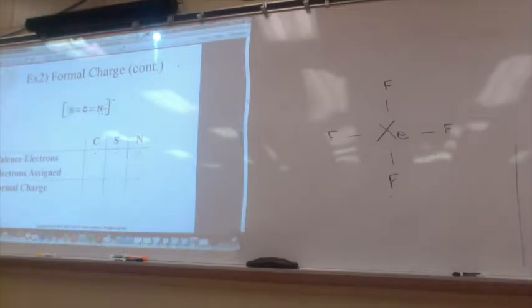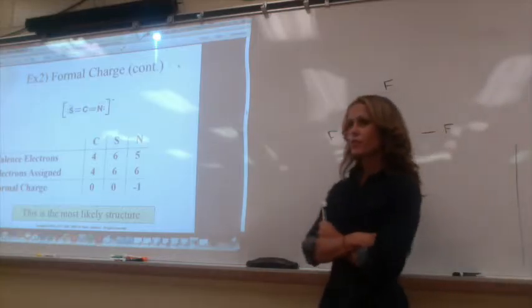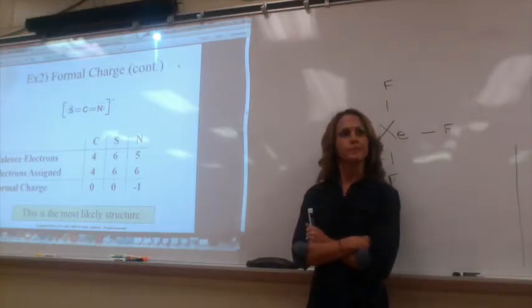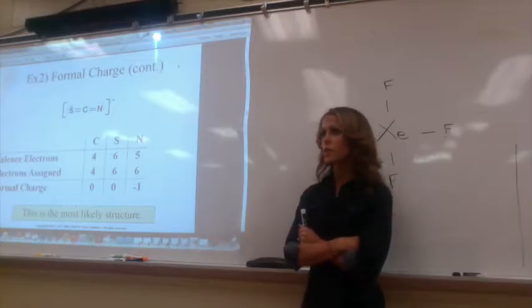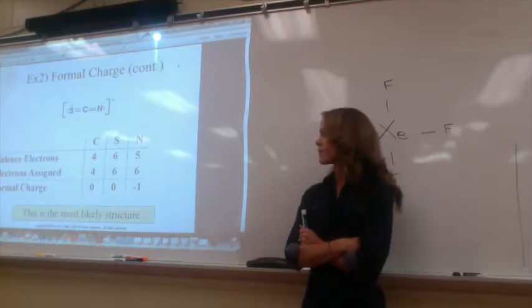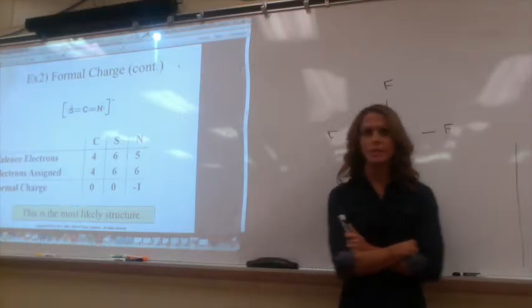Go ahead and do that one quickly. When you're done, look up here. That one's most likely. So you end up with 0, 0, and a -1. You want a -1. It's on the most electronegative element. That structure is likely to occur. Simple enough?